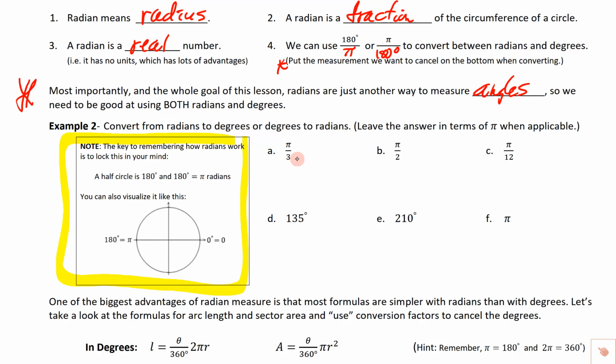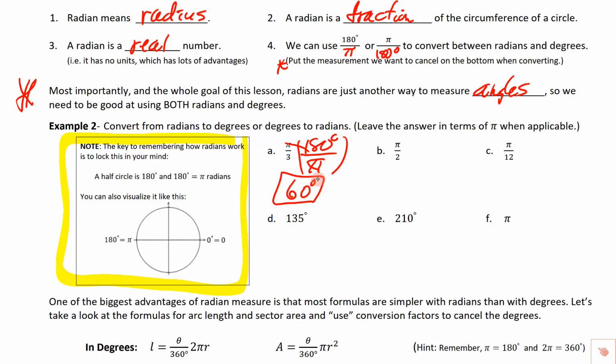We want to change pi thirds into degrees. So the degrees are going to be on the top. The radians are going to be on the bottom. Do you notice what happens? The pi's cancel. The only thing left is 180 over 3, which is 60 degrees. So pi thirds is exactly the same as 60 degrees.